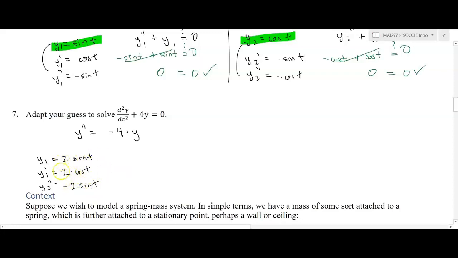So you can see that they're opposite signs, which the 2 would have worked up here since 2 sine of t minus 2 sine of t is 0. So one thing to note is that any constant multiple of a solution is going to work, but this 2 here is not going to allow the second derivative to be 4 times bigger. So we've got to think about the chain rule here.